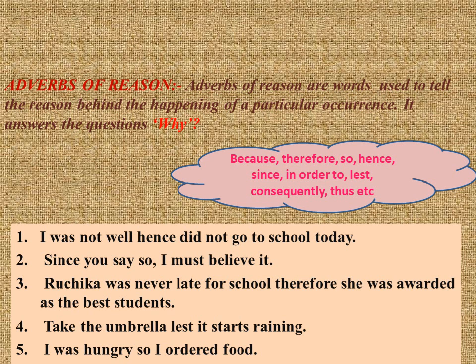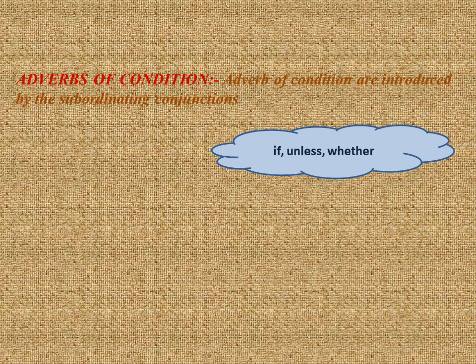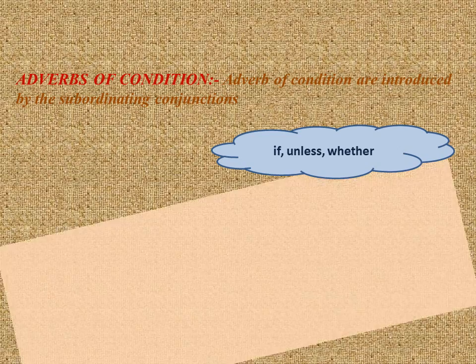Okay, students. Now we move on to the next type of adverb, that is adverb of condition. Now what is this adverb of condition? Adverbs of condition are introduced by the subordinating conjunction. That means when you say something, there is a condition for it. Words used are such as if, unless, whether. To understand more of this, let's see the examples.